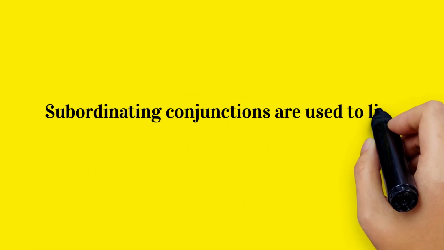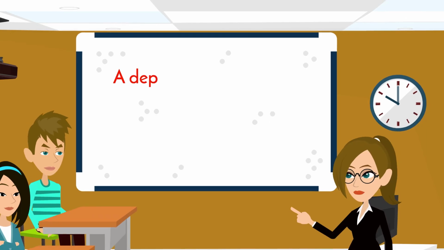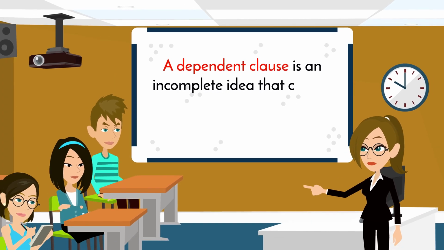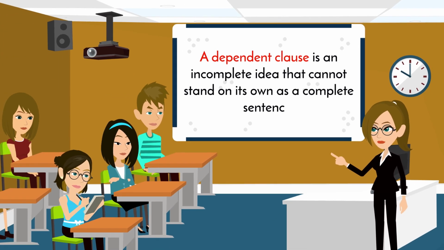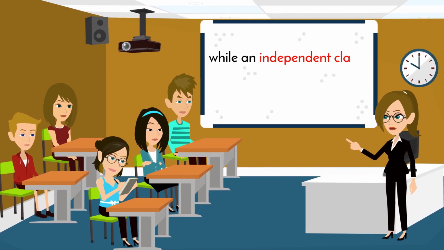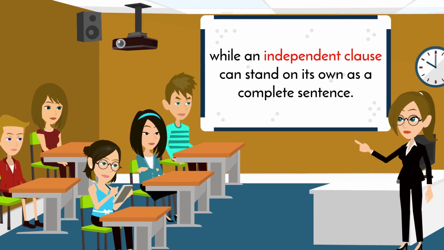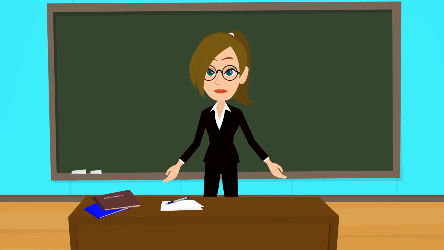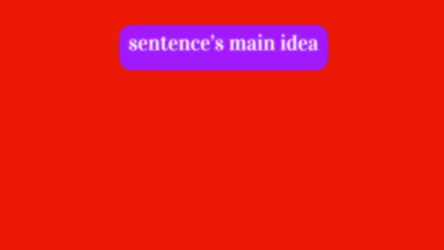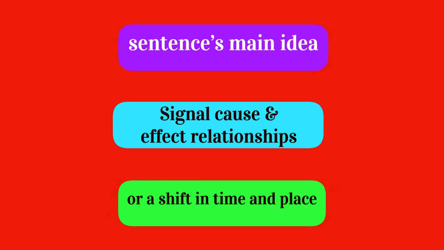Subordinating conjunctions are used to link dependent clauses and independent clauses. A dependent clause is an incomplete idea that cannot stand on its own as a complete sentence, while an independent clause can stand on its own as a complete sentence. Subordinate conjunctions are also used to add information of value to a sentence's main idea, signal cause and effect relationships, or indicate a shift in time and place.